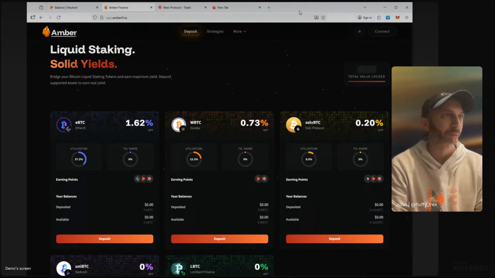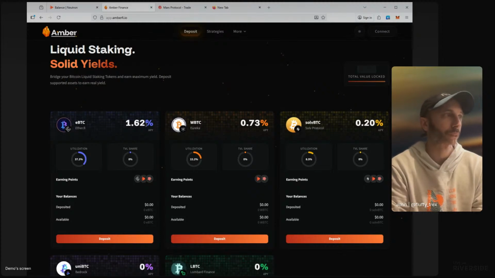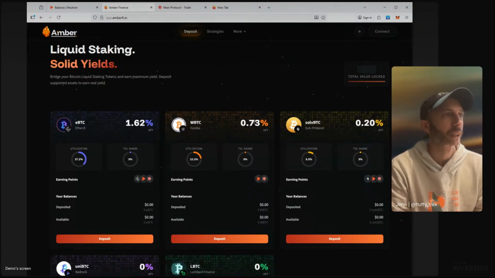And so this is Amber. So just really quickly, you go to Amber, and if you want to lend your Bitcoin, you can already see that the rates for lending Bitcoin are pretty attractive. This is over 1.5%, 0.73.